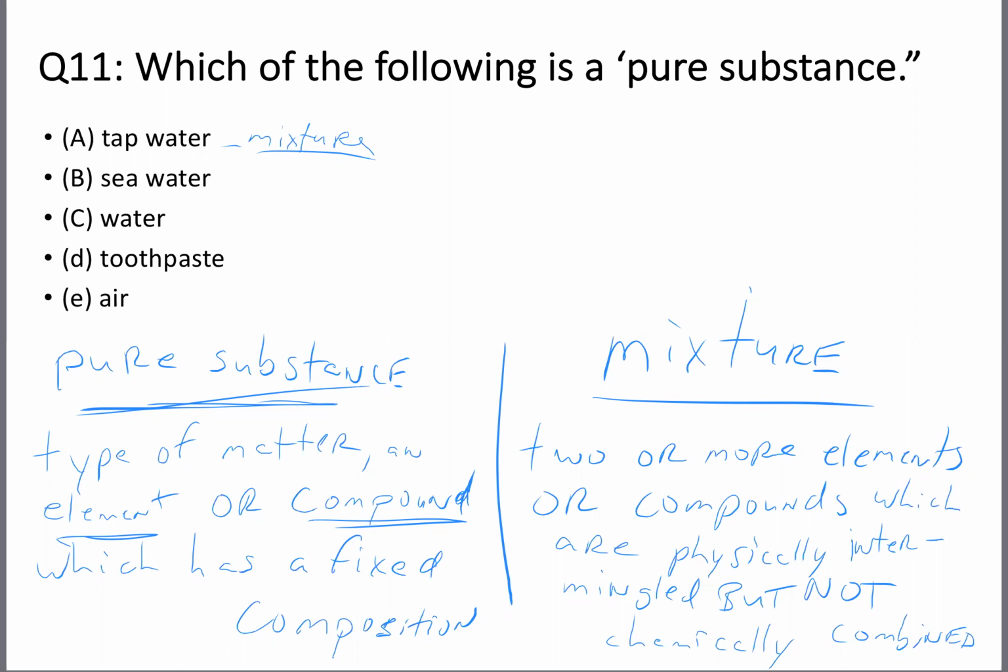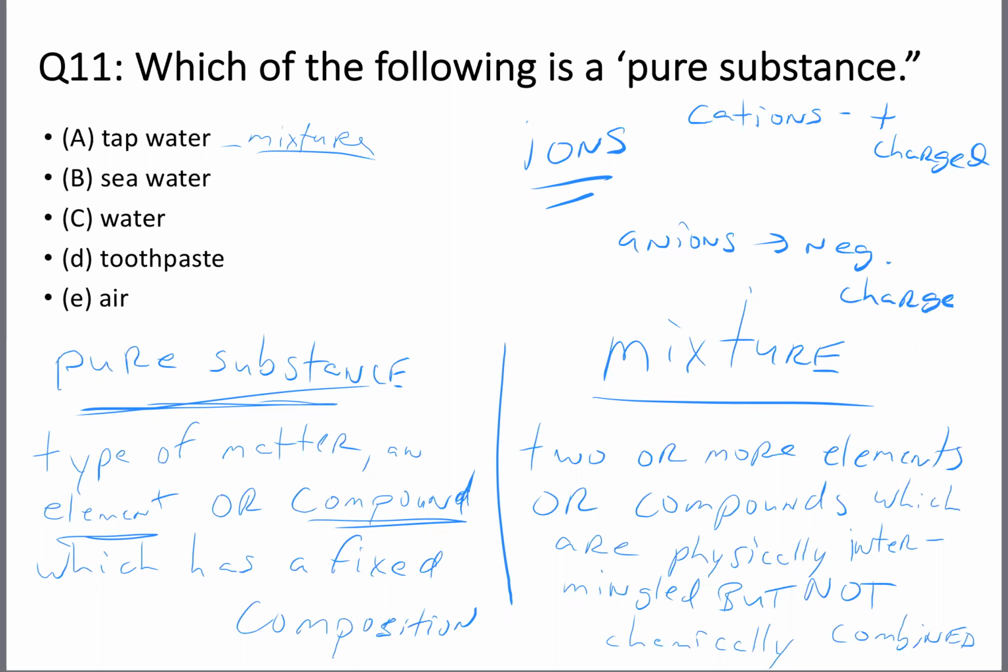Now ions are charged particles, we'll find. And we can have cations, which are positively charged. Or we can have anions, which we're going to find real soon, carry a negative charge. And the reason why these particles are charged is because they either gain or lose electrons. And it turns out that's what chemistry is really all about, gaining or losing electrons, moving electrons around, okay?